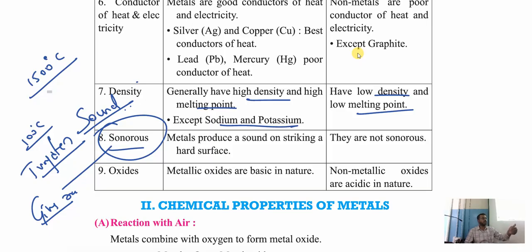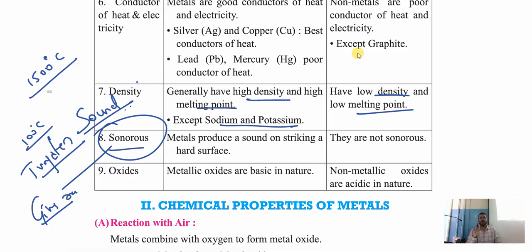Example, you take a plastic jug, drop it. You may not get that much sound. Take a spoon or your vessel, drop it. Understood? Spoon or plate, drop it. You'll get the sound, right? Yes. Because of the sonorous property.